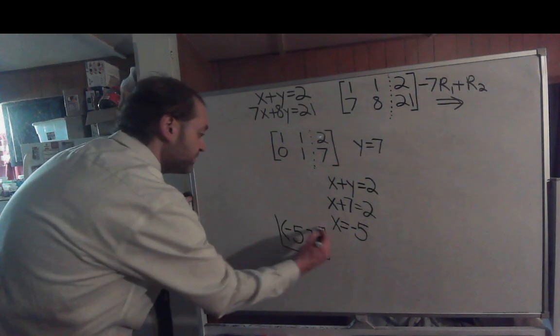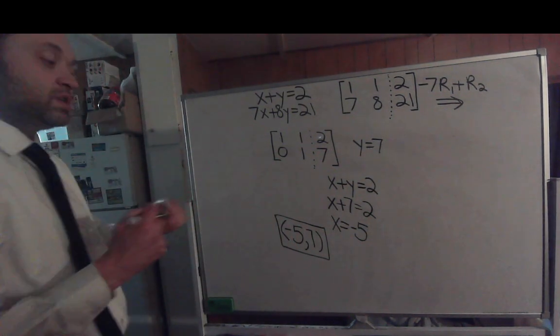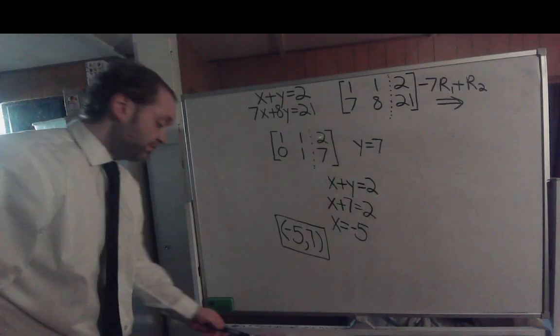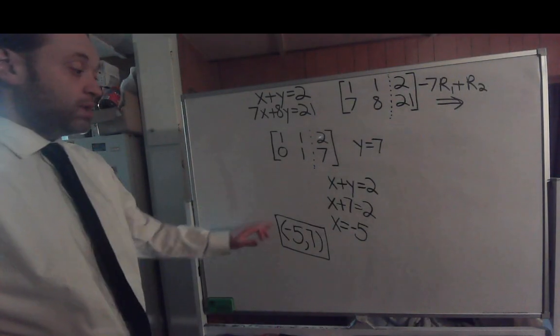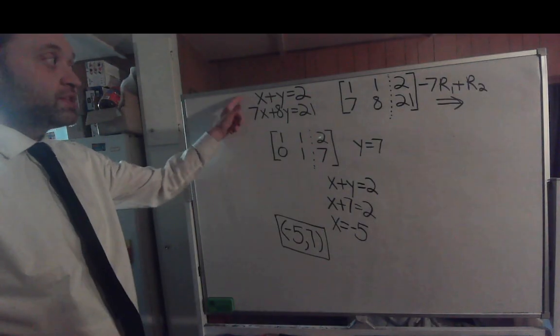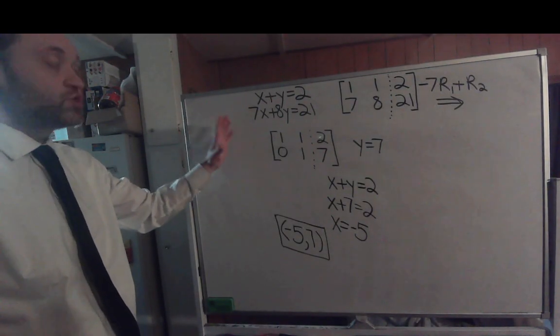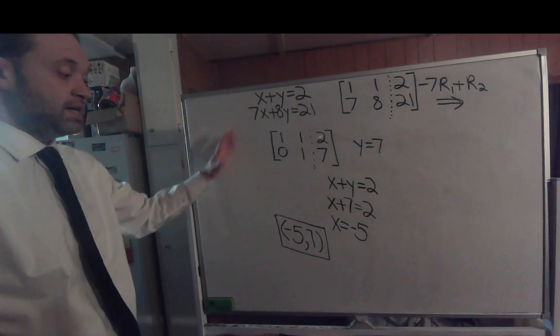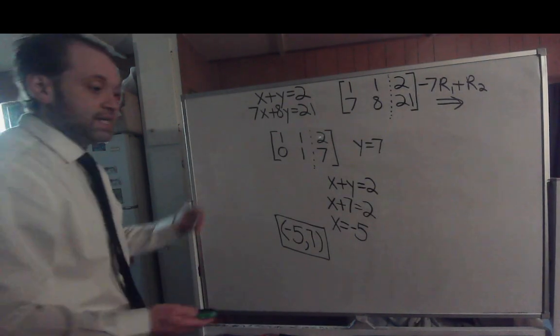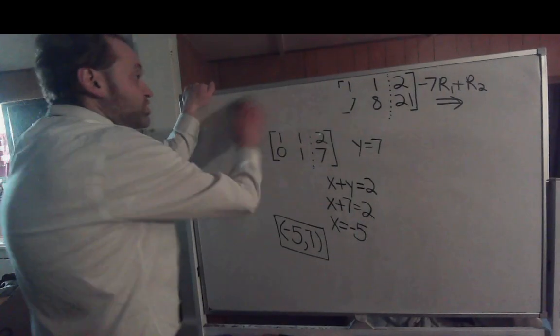So -5, 7 is the solution to this particular system of equations. And again, when in doubt, you can always stick them into either of these two equations. You should get a true statement every single time for both sides. That one actually wasn't terrible.